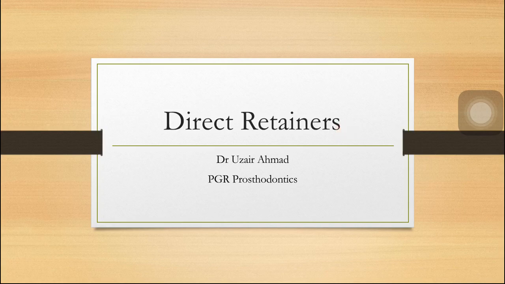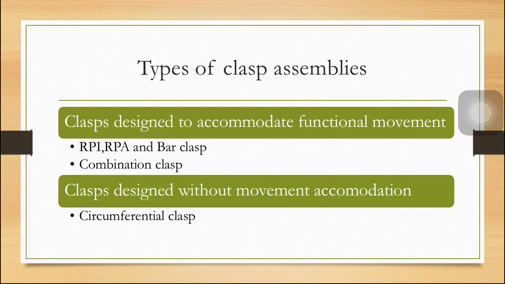As we have discussed in the previous lectures, there are two types of extracoronal retainers, or clasp assemblies. The first one is the clasp designed to accommodate functional movements, which we have to give in Kennedy's class 1 and 2 cases, and sometimes in class 4 cases as well. Those clasps include RPI, RPA, and bar clasps, or the combination clasp.